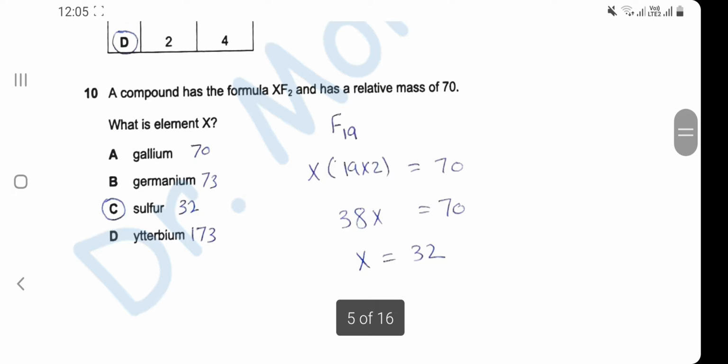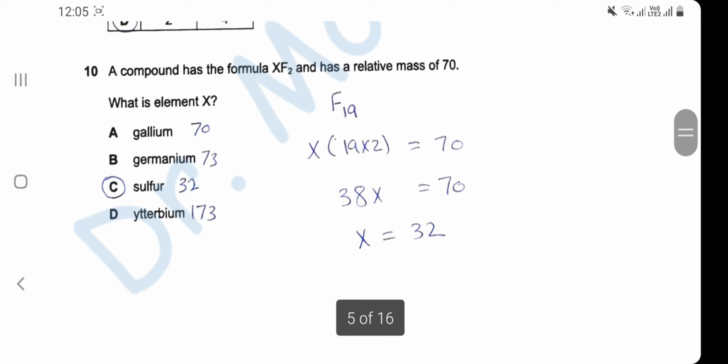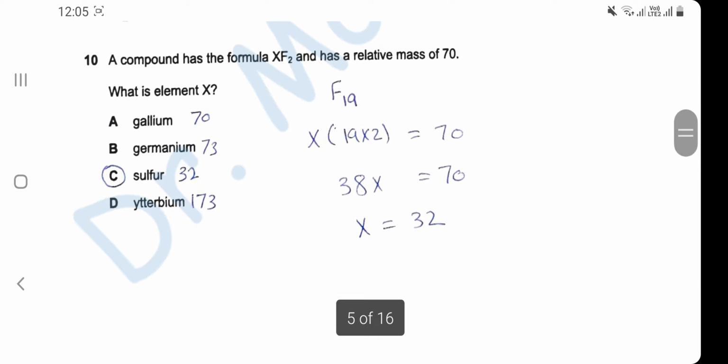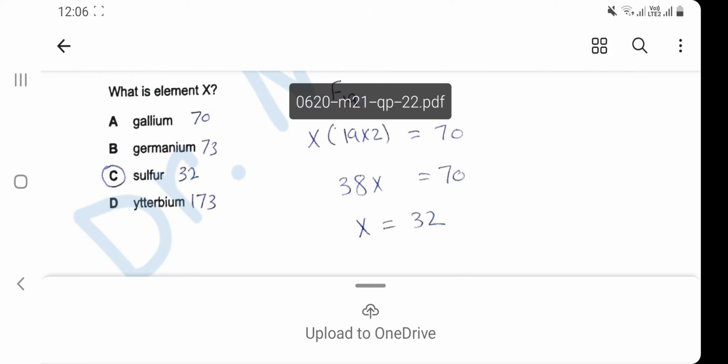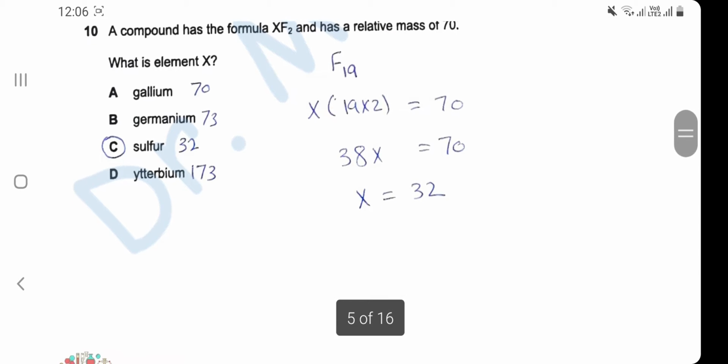Question 10. A compound has formula XF2 and has a relative mass of 70. So what is the element X? Here, XF2 equals 70. We can check from the periodic table for the mass of fluorine, which is 19. 19 multiplied by 2 will be 38. 38 plus X will be 70, so X will be 32. Again, you can check in the periodic table: element 32 will be sulfur. Here, it is 38 plus X, not multiplied by X. 38 plus X.